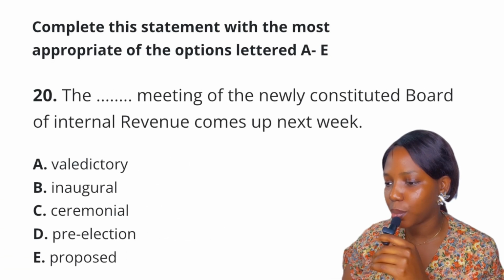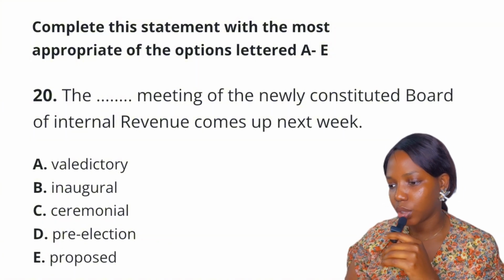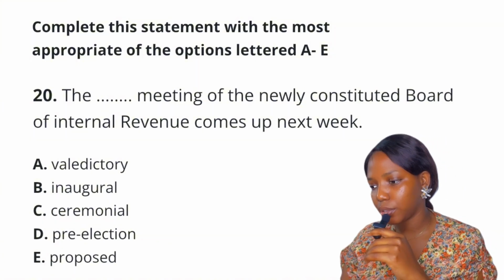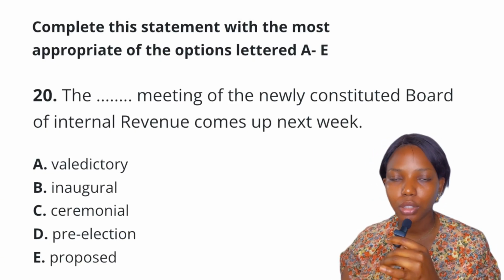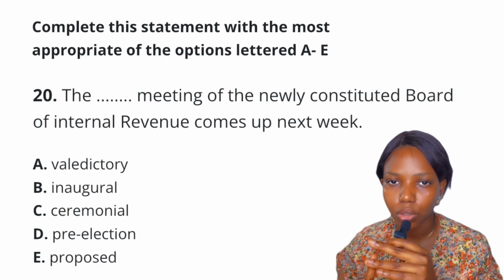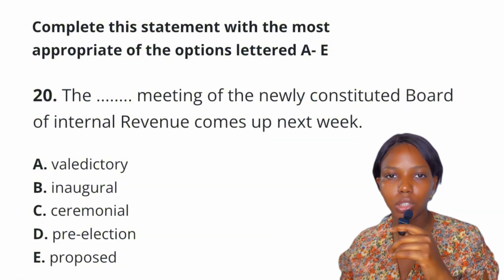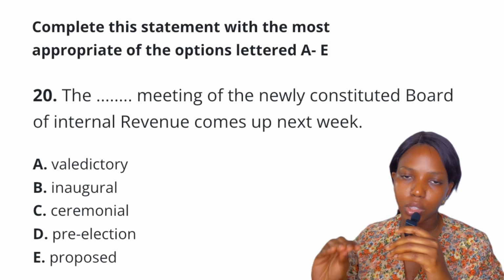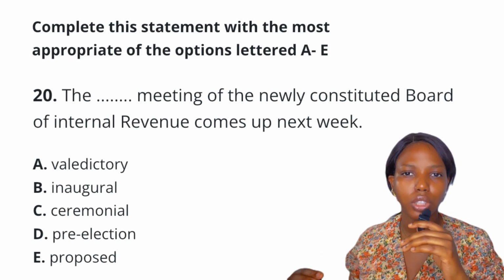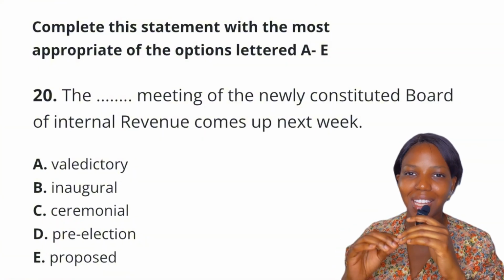Complete the statement with the most appropriate of the options lettered A to E. The dash meeting of the newly constituted Board of Internal Revenue comes up next week. So you know how to do it, right? You identify clues and then you eliminate wrong options. So what's the clue here? Newly constituted Board of Internal Revenue. So what happens when a new board meets for the very first time? We call it validatory, ceremonial, or something else. So let's crack this together in 30 seconds.